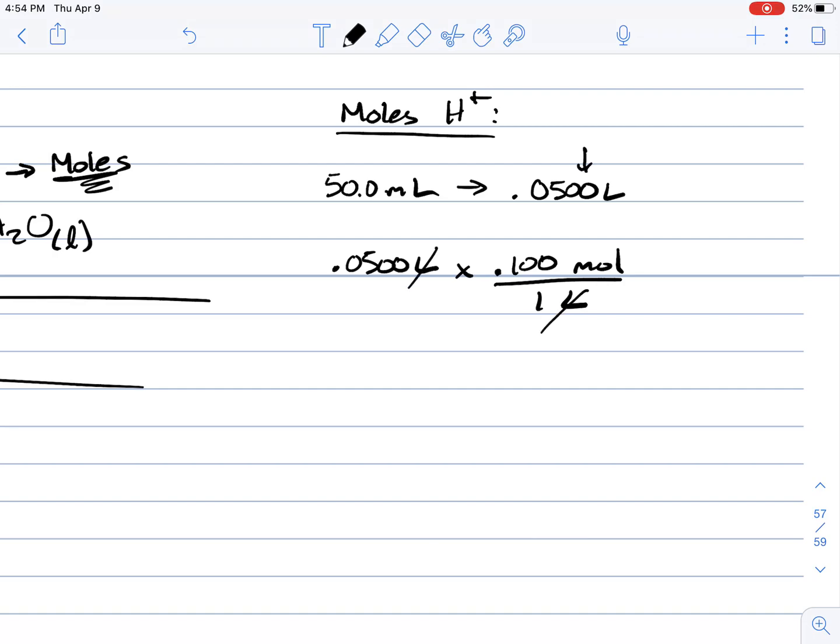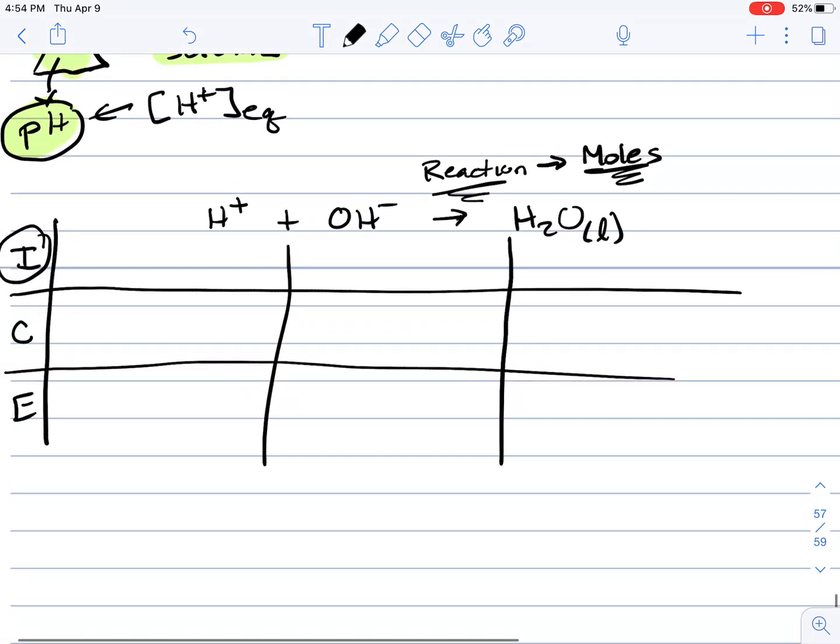That cancels out. And if you multiply those two, 0.05 times 0.1, that's going to give us 5.00 times 10 to the negative 3 moles of H plus. Okay, so that's what we're going to put here: 5.00 times 10 to the negative 3 moles.